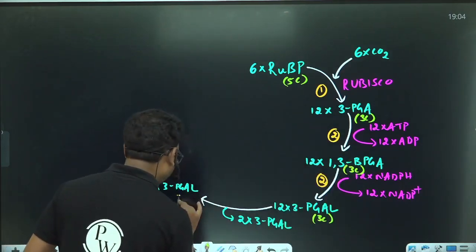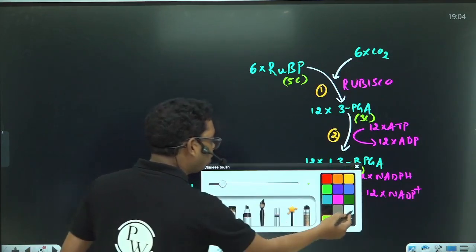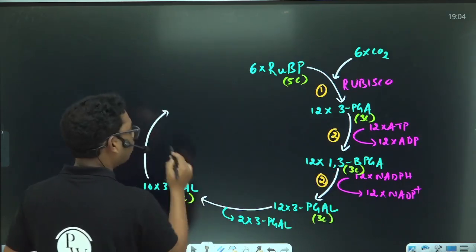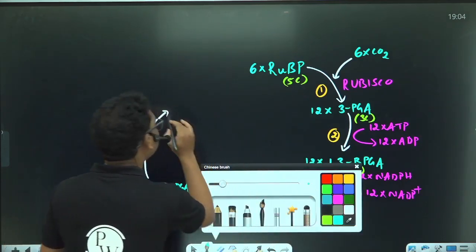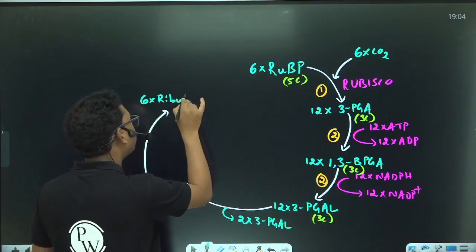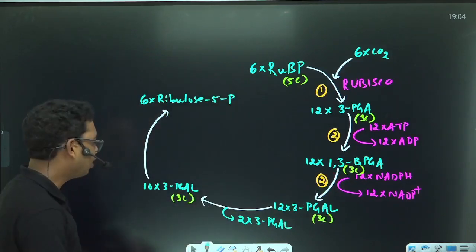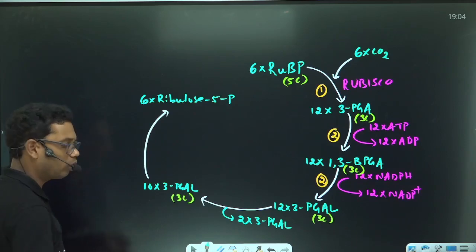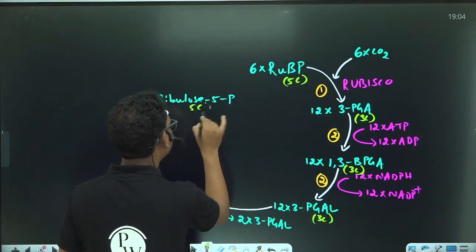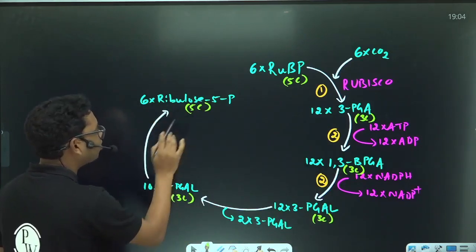These 10 molecules of 3-phosphoglyceraldehyde have three carbons each, and they will ultimately form 6 molecules of ribulose 5-phosphate. We know that ribulose 5-phosphate has 5 carbons. So 10 into 3 means 30 carbons, and 5 into 6 means 30 carbons.